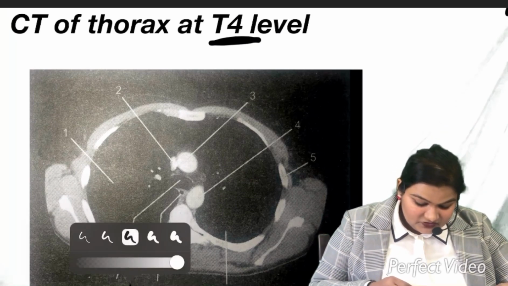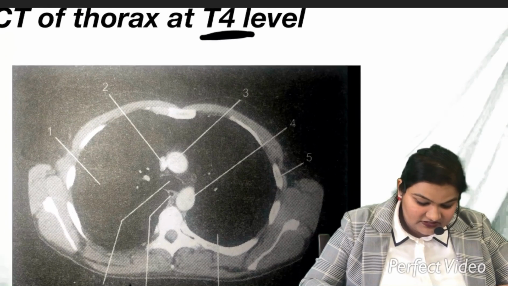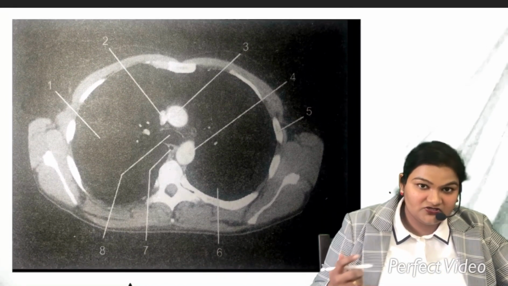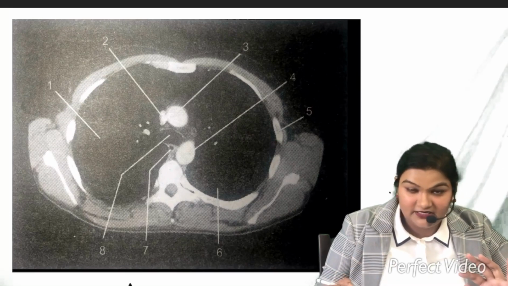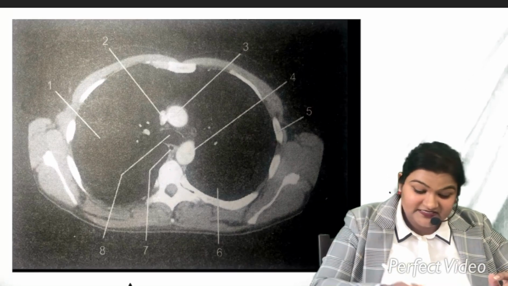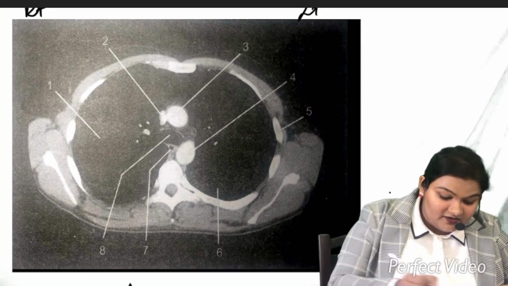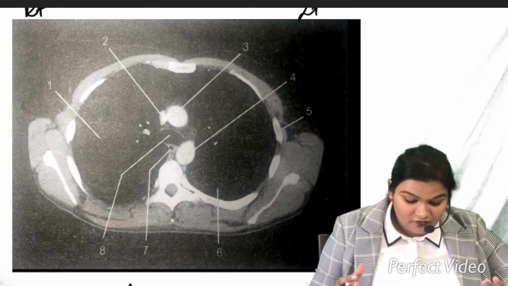Now let us first of all see the scan. So this is the scan we are going to study in this lecture. Before reading a scan or the structures in the scan, you must know the left and the right side. So what is the rule? Your right side is the scan's left side and your left side is the scan's right side. Now let us move towards the scan.